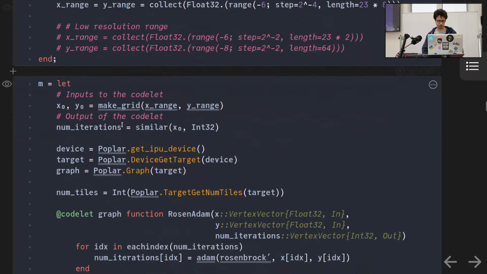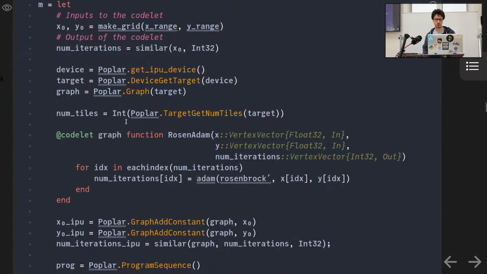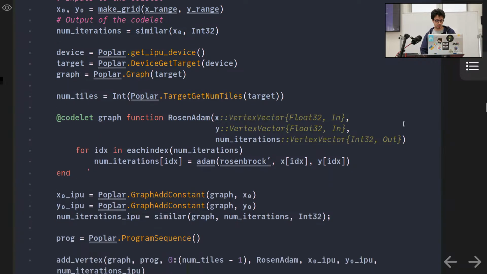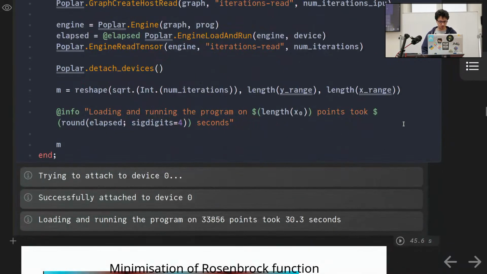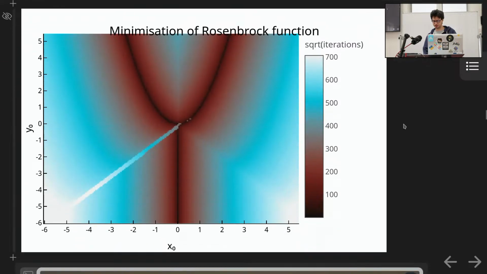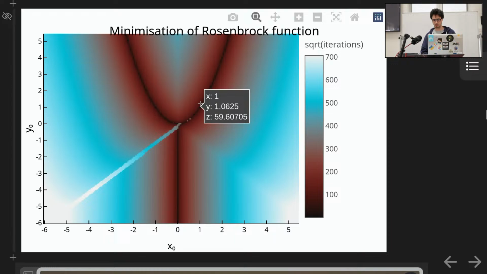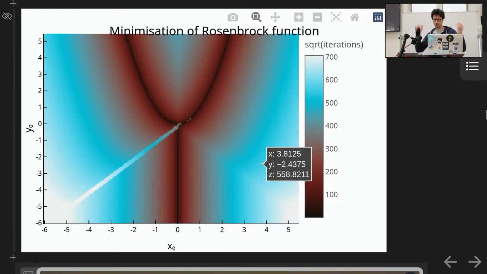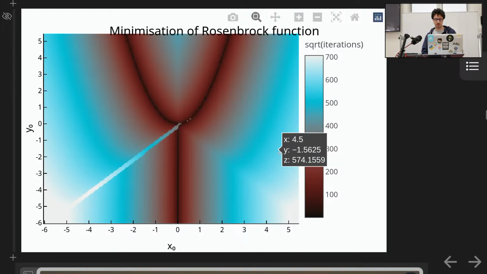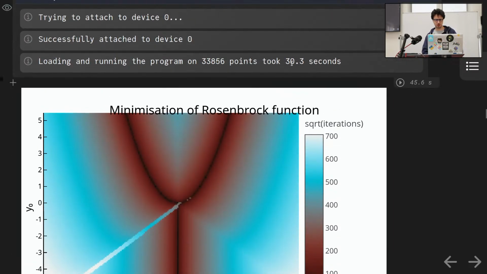Here we are preparing the grid of points where I want to run this minimization. And scroll down, and we get here. This is a plot which shows how many steps this program was taking to get to the minimum. Here in the valley, you can see the number of steps is very low. Of course, far from the valley, it takes much longer. This took in total 30 seconds to run on these 33,000 points.